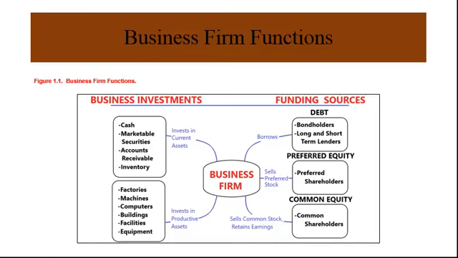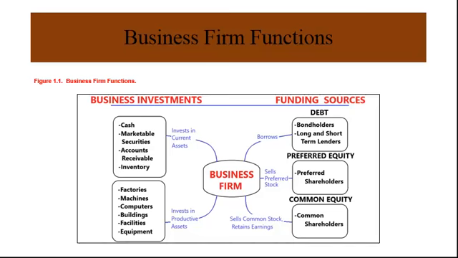Under funding sources on the right-hand side, the firm can raise money by borrowing, either through the issue of bonds or by tapping into available funds from short and long-term lenders. The business firm may also sell preferred stock to investors called preferred shareholders, or issue common stock to investors called common shareholders. Another way of raising equity funding is through the retention of earnings. If the firm makes a profit and those earnings are retained in the firm, this automatically becomes additional investment for the common shareholders. On the left-hand side, business investments can include both current assets and long-term assets.